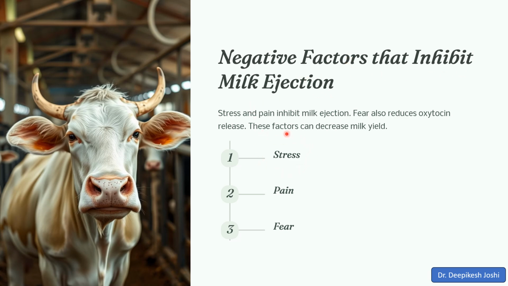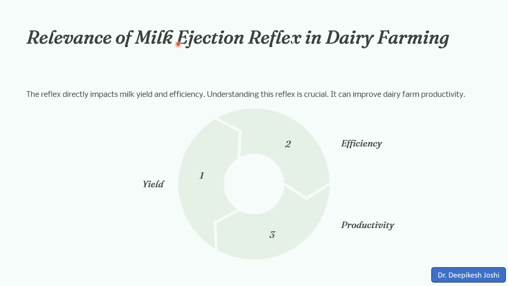What are the negative factors that inhibit milk ejection? As we talked about in the last slide, stress, any pain to the cow, like hitting it with a stick or taking the calf away, or fear of other animals, a bull or any human being, will cause inhibition of milk ejection.